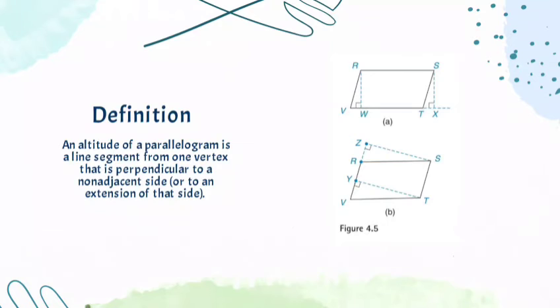Similarly, in figure 4.5 B, segment TY and segment SZ are altitudes to side RV or to side ST. Also, the length TY or ZS is called the height of parallelogram RSTV with respect to side ST or segment RV.